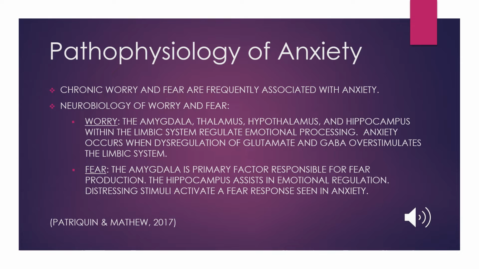The neurobiology for fear is primarily due to the amygdala. The amygdala is the primary factor responsible for fear production. The hippocampus may assist in emotional regulation, but is impaired. This distressing stimuli activates a fear response often seen in anxiety.